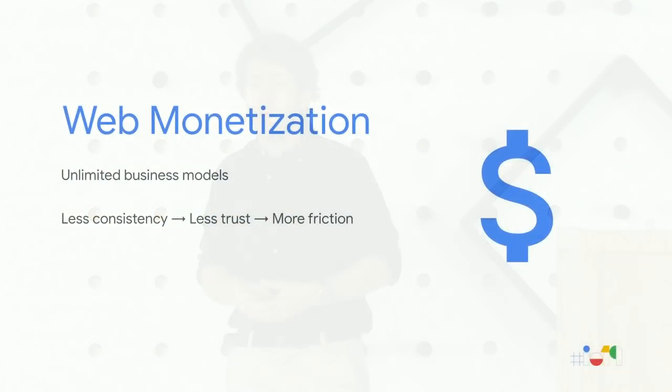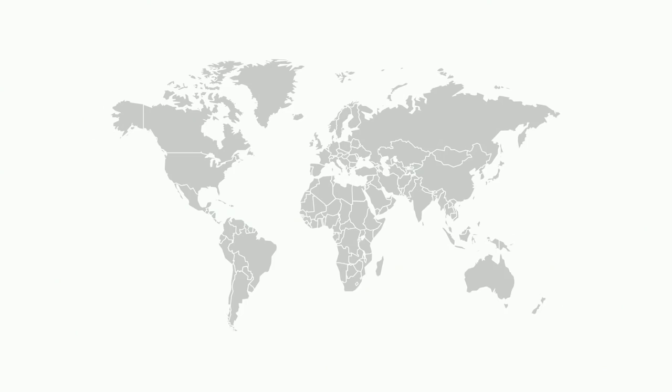But at the same time, we should recognize that the web is basically the most open platform that has ever been created. That is both its greatest strength and its greatest weakness. So business models, ads, subscriptions, or microtransactions, on the web, you can literally do anything you want. But at the same time, it also means that users aren't always familiar with what you're proposing. And that means there can be less trust. And less trust means more friction to pay, right? And discovery and getting users.